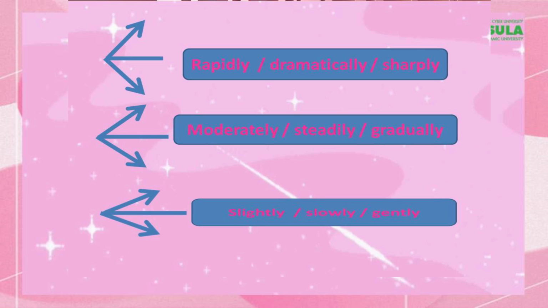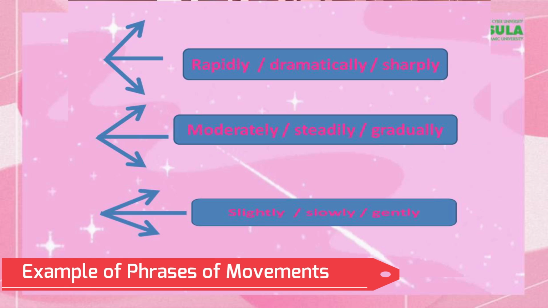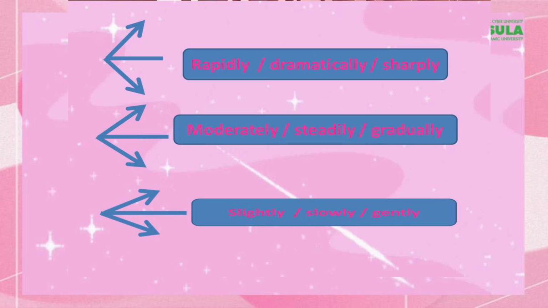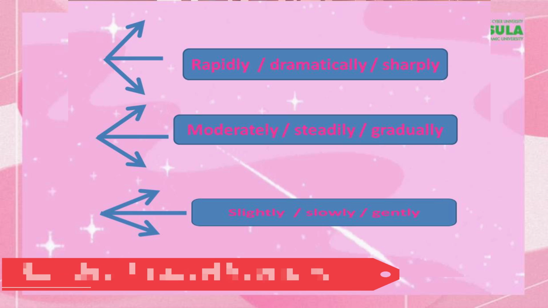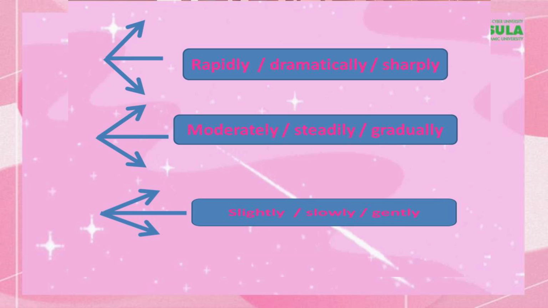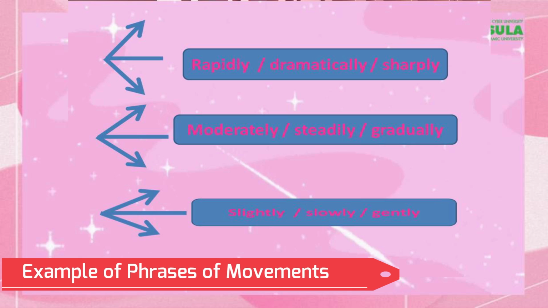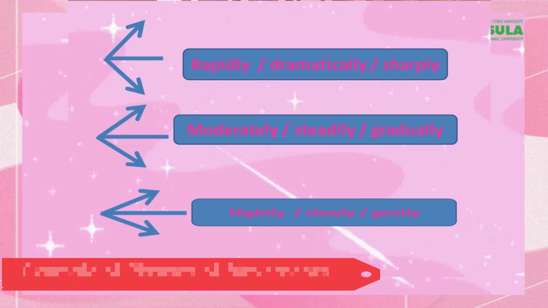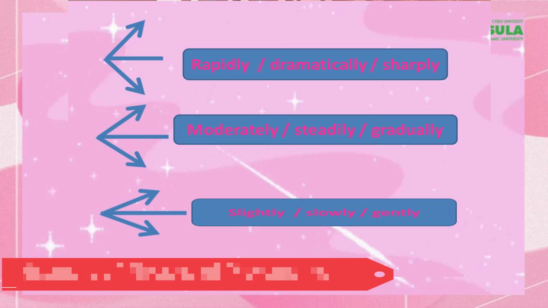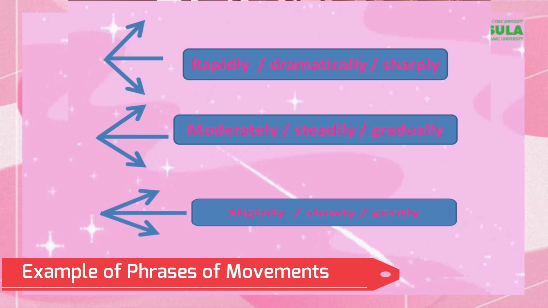rapidly, dramatically, shortly, and then moderately, steadily, gradually, and then at last, slightly, slowly, and gently. There are three kinds of movement, and then you try to take a look at the picture on the left side. So how about rapidly, how about moderately, and how about slightly?